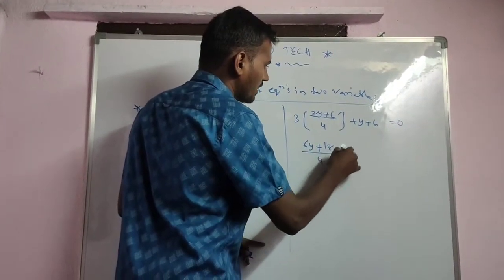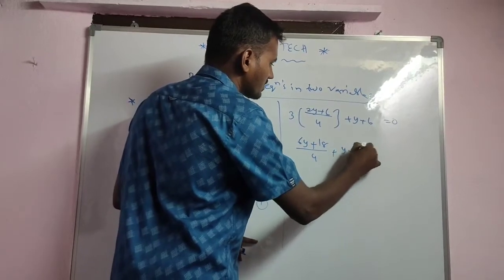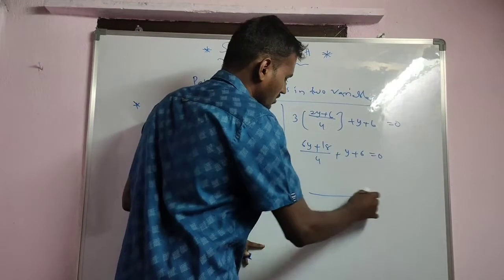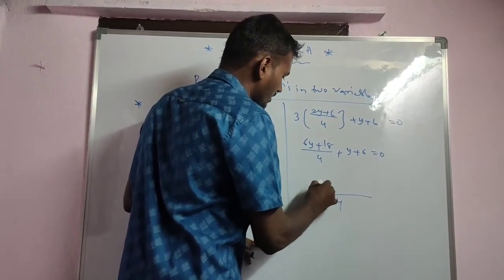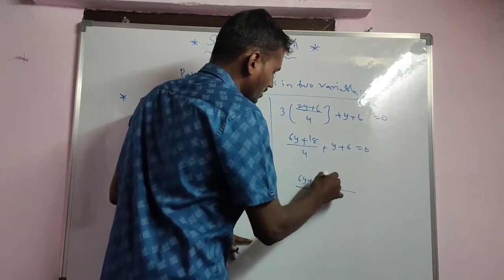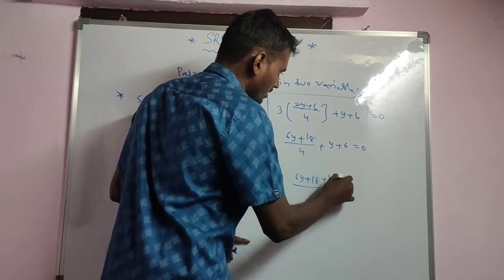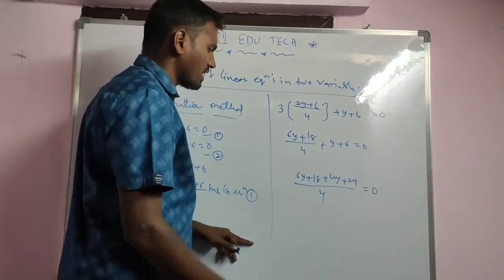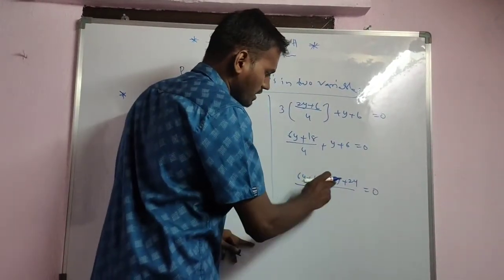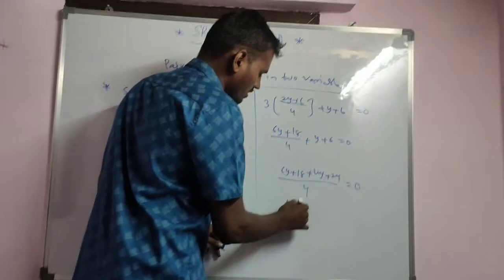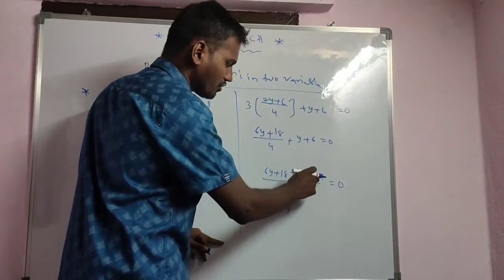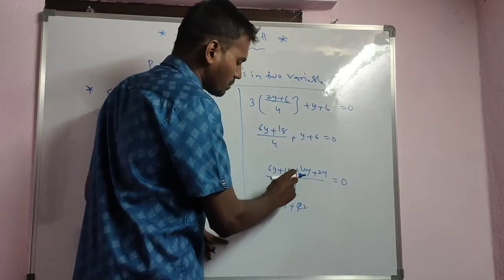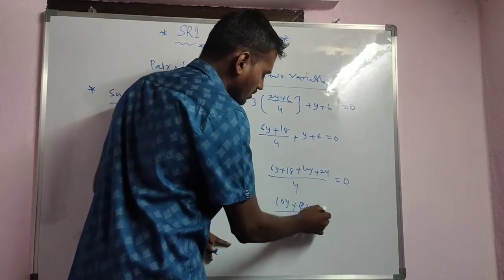By 4 plus y plus 6 is equal to 0. Right? So now divide with 4, LCM, then 6y plus 18 plus 4 into y, 4y plus 4 6 are 24 is equal to 0. So now see, 6y plus 4y is 10y plus 18 plus 24 is 42 by 4 is equal to 0.